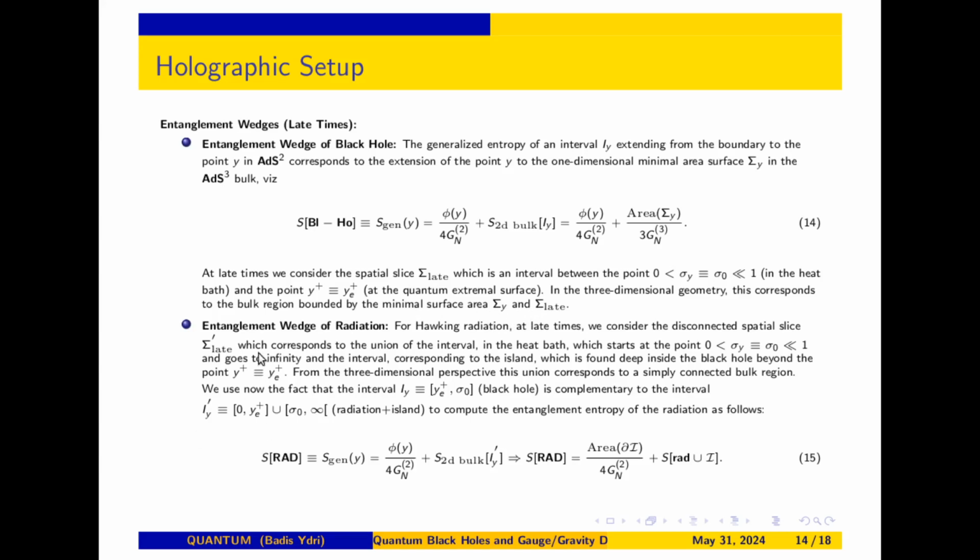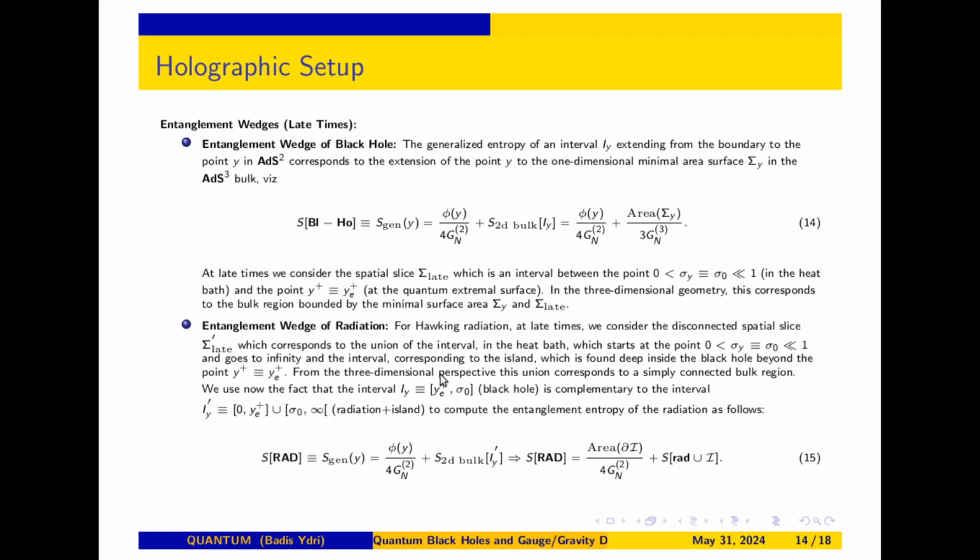At late times, the entanglement wedge of the radiation, as described by the radiation entropy in equation 15, is the union of an interval which extends to infinity in the bath and the interval corresponding to the island which is found deep inside the black hole beyond the quantum extremal surface. From the three-dimensional perspective, this union corresponds to a simply connected bulk region.